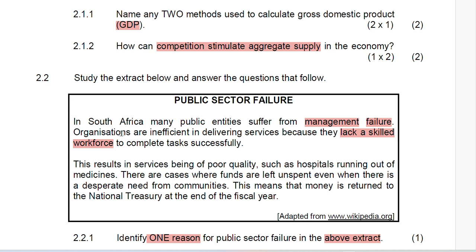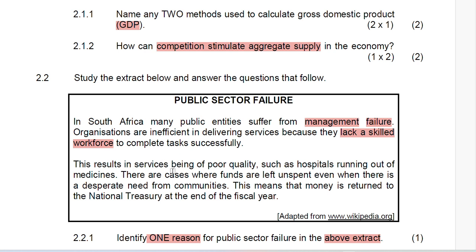We're going to read what we have here in the data, and then we'll go back and continue with our solution. 2.2 says, study the extract below and answer the question that follows. Public sector failure. In South Africa, many public entities suffer from management failure. Organizations are inefficient in delivering services because they lack a skilled workforce to complete tasks successfully.